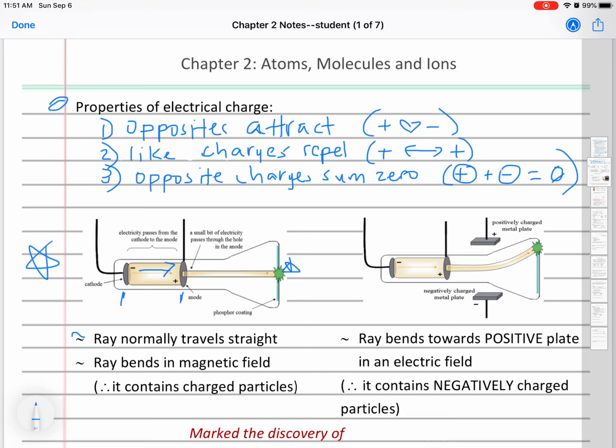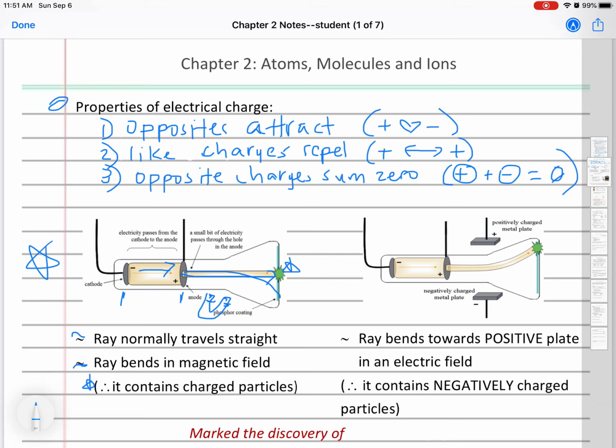Okay? All right, so now moving back to those cathode ray tube experiments. Normally when it's just the cathode ray tube, that beam travels straight. But he did some other experiments where he put in a magnetic field. So he used a magnet. Here's my little picture of a magnet. And when he used the magnet, it bent the beam, either towards or away from the magnet. So that was evidence that the beam actually contained charged particles.